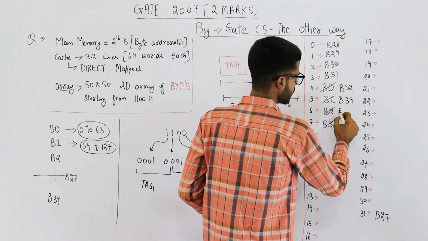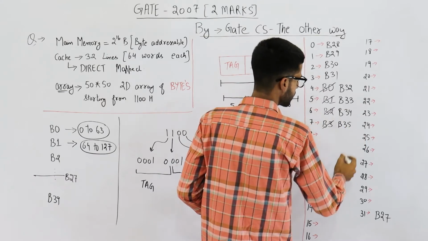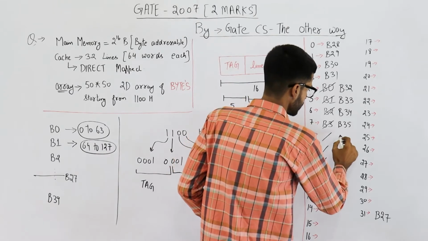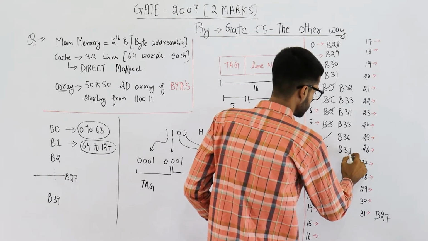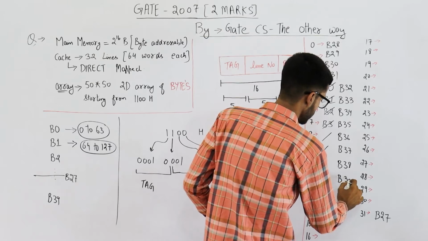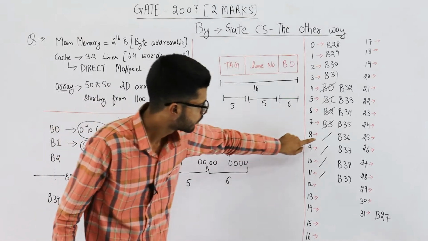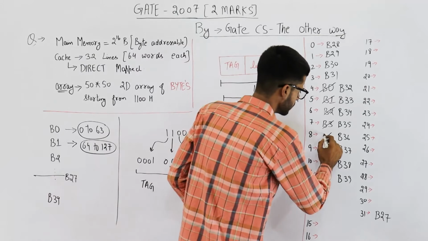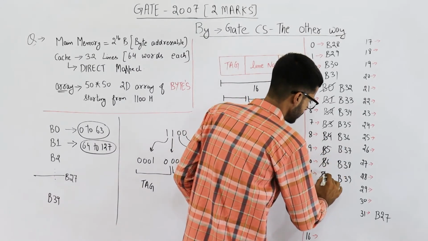So 33, B34, B35, B36, B37, B38, B39. Okay, so all the 39 blocks are accessed. Whatever would have been present here will be replaced. Let me also write that. So B4 would be present here, B5, B6, B7.